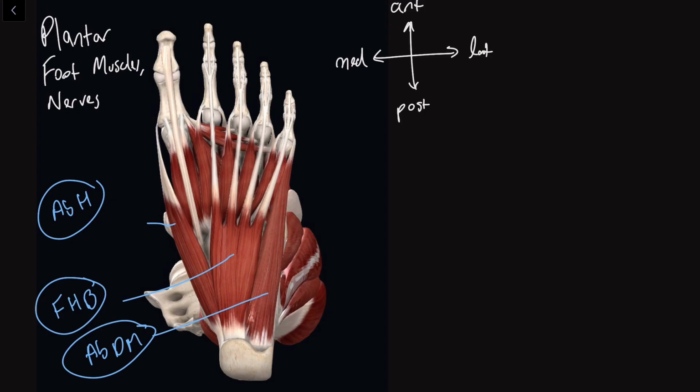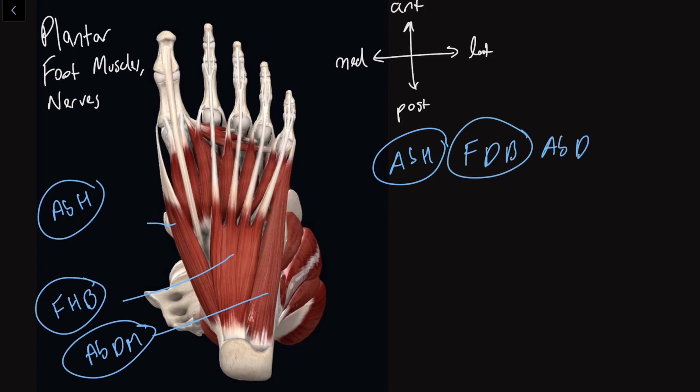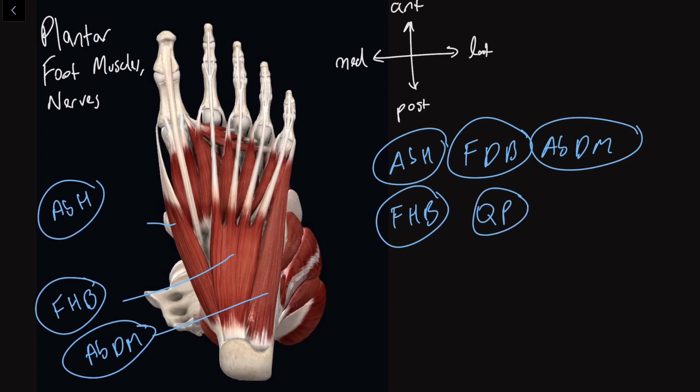So again, following the orientation that I've defined, what I want to highlight is the fact that in our most superficial layer, we had Abductor Hallucis, then we had Flexor digitorum brevis, then we had Abductor digiti minimi, and then deep to that, we had the following: Flexor hallucis brevis, and then lateral to that, we had the quadratus plantae muscle, and then finally we had the Flexor digiti minimi muscle.